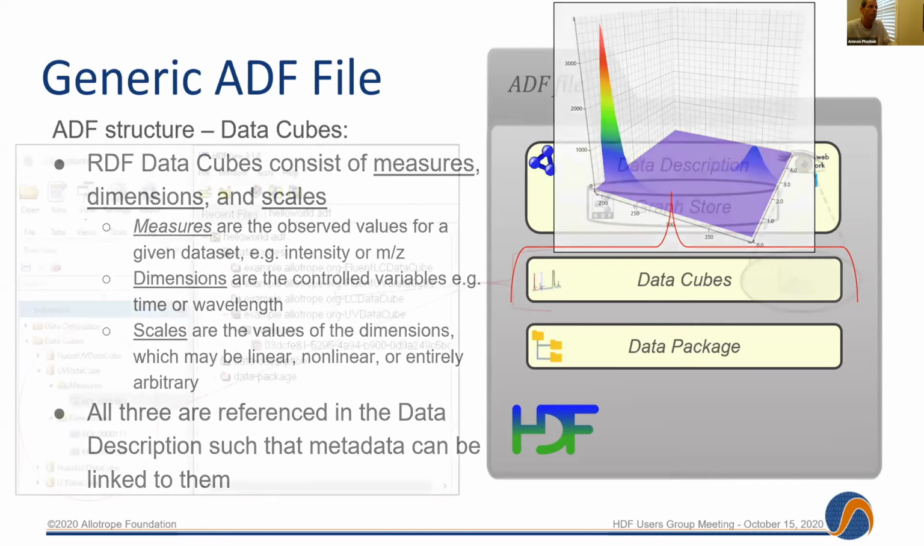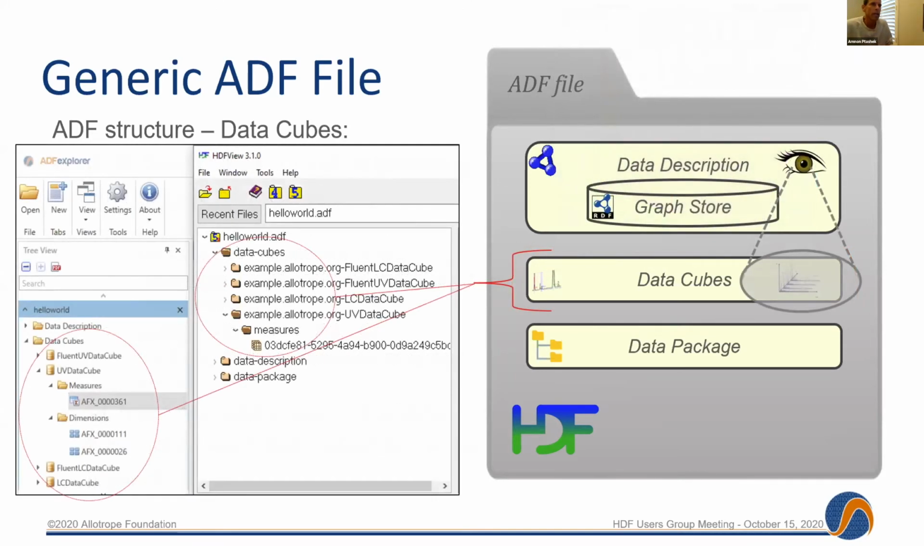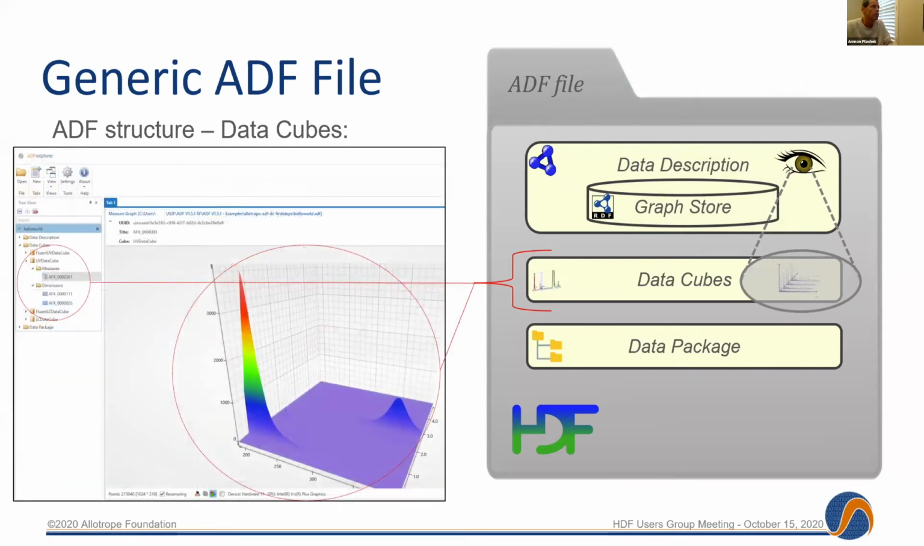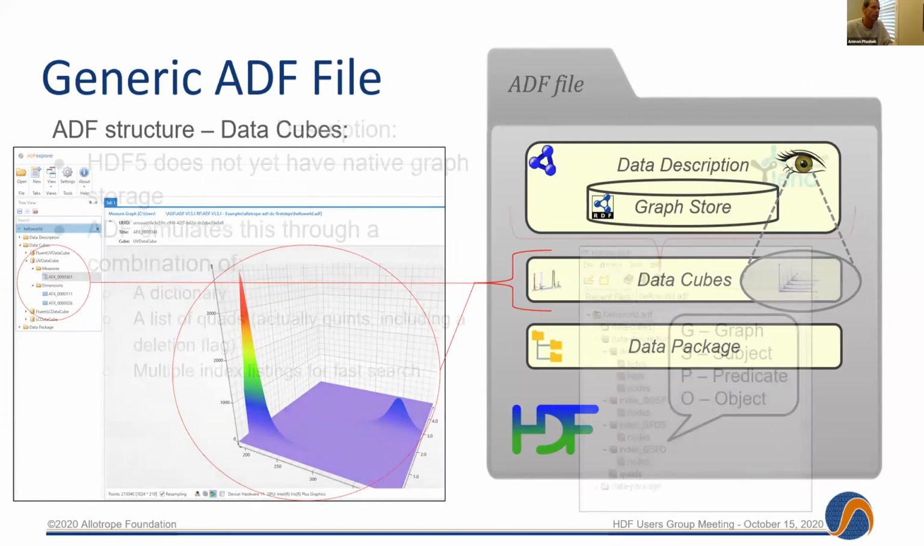We see here again a comparison between the HDF viewer and the ADF Explorer. You see several data cubes, several multi-dimensional arrays, and you see the measurements in the HDF viewer and the ADF Explorer. Until now, things are very similar. The ADF Explorer has some additional features to view those multi-dimensional arrays in a three-dimensional graph.